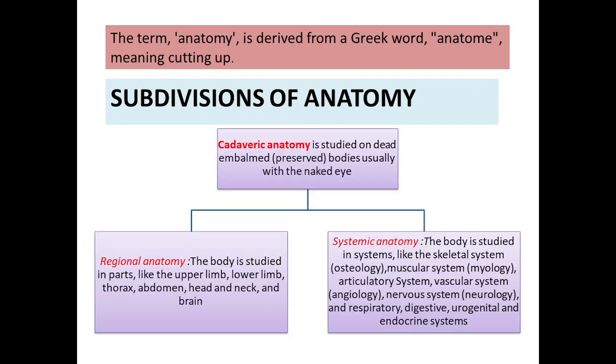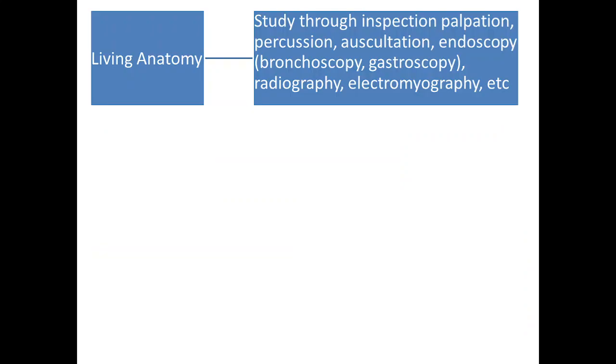Cadaveric anatomy is the study of dead bodies with the help of the naked eye. Regional anatomy is the study in which the body is studied in parts: upper limb, lower limb, thorax, abdomen, head and neck, and brain. Systemic anatomy is the study in which the body is studied in systems like osteology, muscular system, articulatory system, vascular system, nervous, respiratory, digestive, urogenital, and endocrine system. Living anatomy is the study in which the patient is studied through inspection, palpation, percussion, auscultation, endoscopy, radiography, and electromyography.